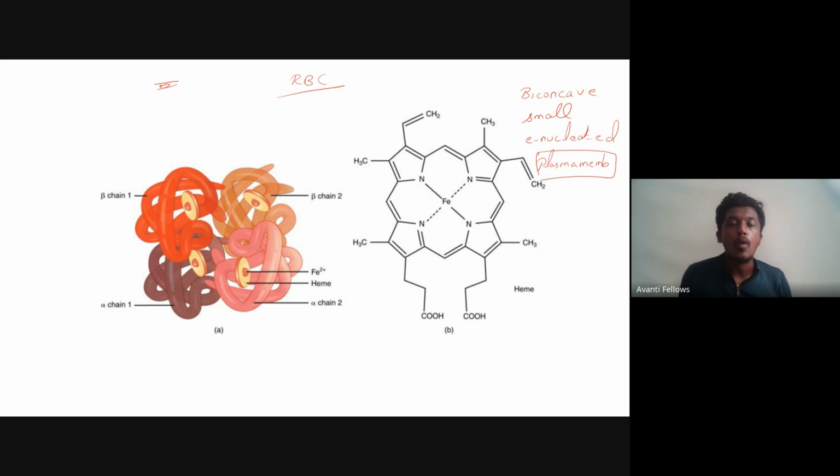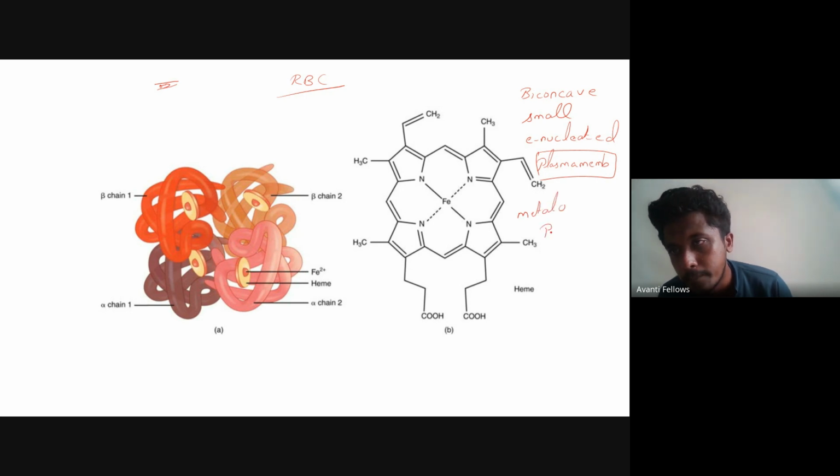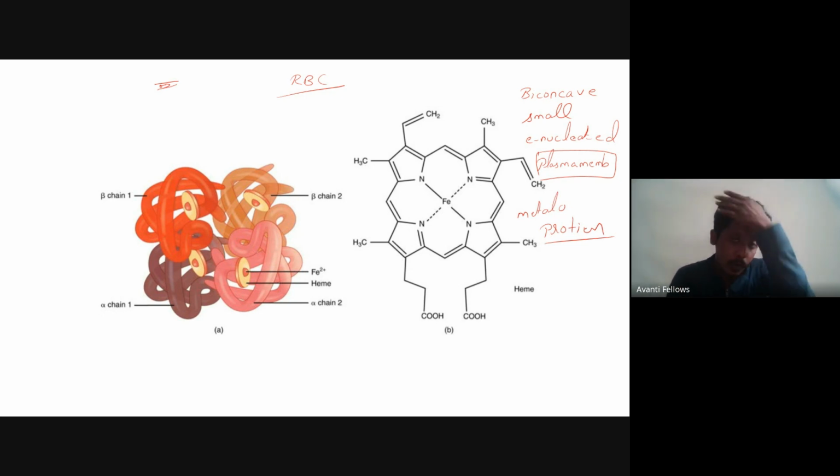Now, coming to the red blood cell itself, what is present within the plasma membrane is that most of the protoplasm is filled with a metalloprotein. What do we call it? Metalloprotein. Now, who is our metalloprotein? You guessed it right. It is hemoglobin. The structure we are looking at is the hemoglobin. So this metalloprotein becomes a very functional unit of our red blood cells.